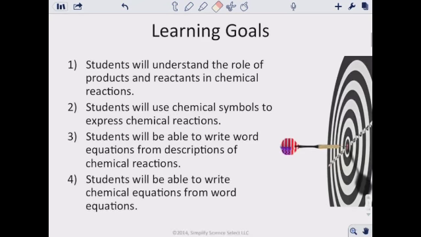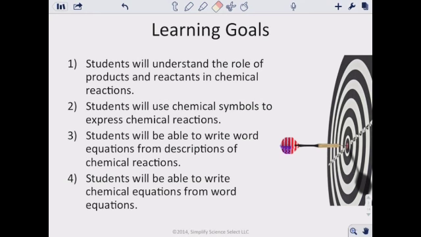So looking at our learning goals for this lecture, students will understand the role of products and reactants in a chemical reaction. Students will use chemical symbols to express chemical reactions. Students will be able to write word equations from the descriptions of chemical reactions, and students will be able to write chemical equations from word equations. Basically, we're going to go from a paragraph or a scenario to a word equation, and then from a word equation to the chemical equation which we use in chemistry.